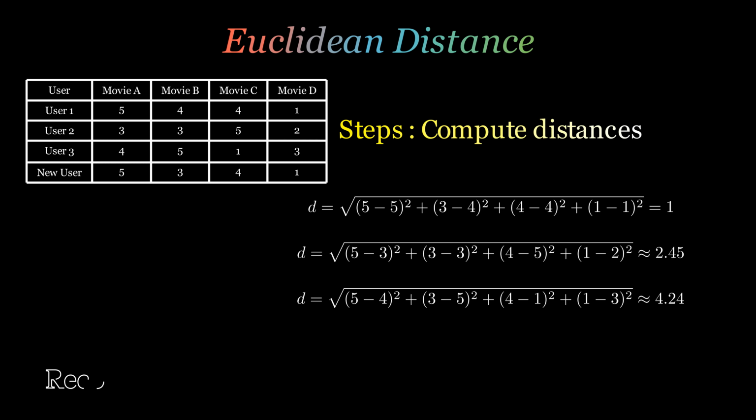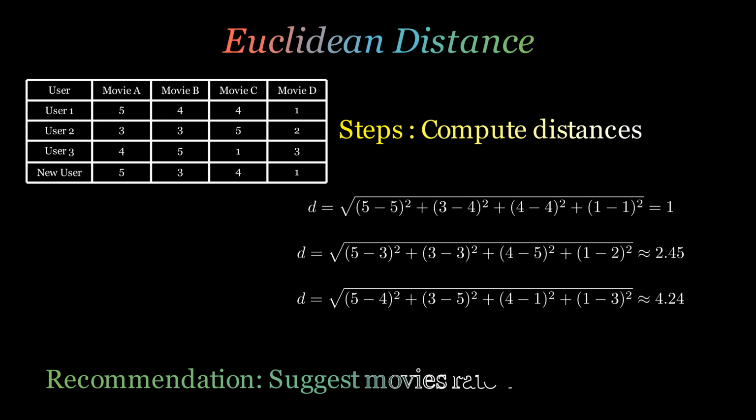From these calculations, we observe that user 1 has the smallest distance to the new user. This means user 1's preferences are most similar to the new user's preferences. Hence, we can recommend movies that user 1 rated highly, which the new user hasn't watched yet.